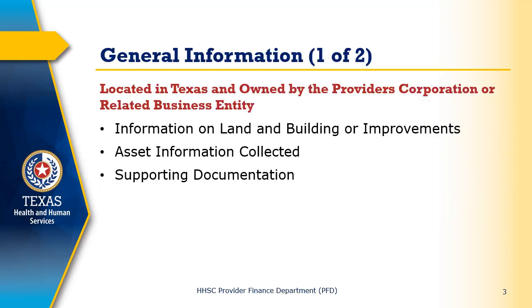Supporting documentation must be correct, complete, and submitted timely, as cost reports will be deemed unacceptable if these requirements are not met. In this lesson, we will explore the essential information regarding land and buildings, or any improvements made to these properties. We will also cover the types of asset information that need to be collected for accurate evaluation and analysis. Finally, we discuss the various supporting documentation required to verify the accuracy of the collected information. Let's begin the lesson on Section 4.1 with a discussion of the essential information.